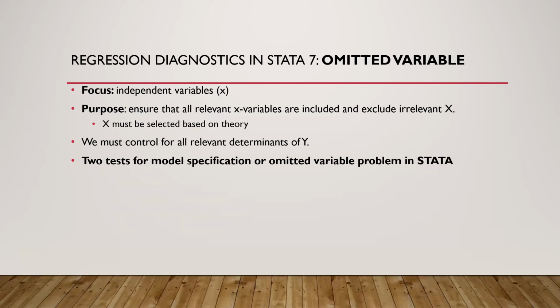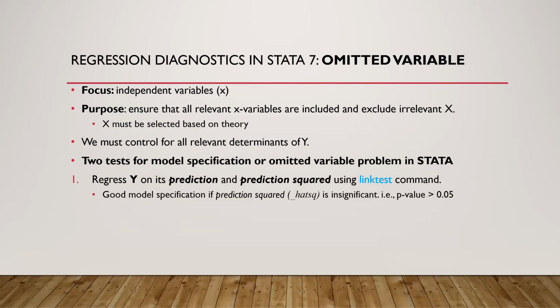And we have two ways of doing that in STATA. The first approach is to regress Y, that is the dependent variable, on its prediction, and also include the prediction squared, using the linktest command. A good model is one where the prediction squared is not significant, that is, it has a p-value greater than 0.05.